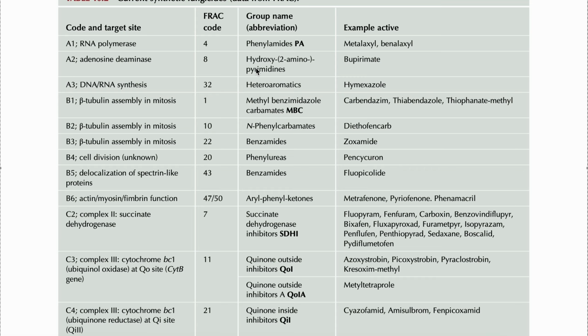Okay. The next group is hydroxypyrimidines. They target adenosine deaminase, and an example is bupirimate. The next, heteroaromatics. They target DNA or RNA synthesis. Fine. The next is methyl benzimidazole carbamates. They target beta tubulin assembly in mitosis. The examples are carbendazim, thiabendazole, thiophanate-methyl. So see, these are some which are well known.